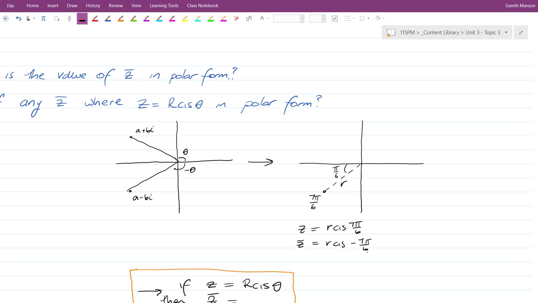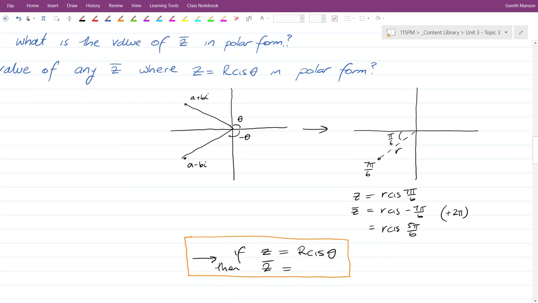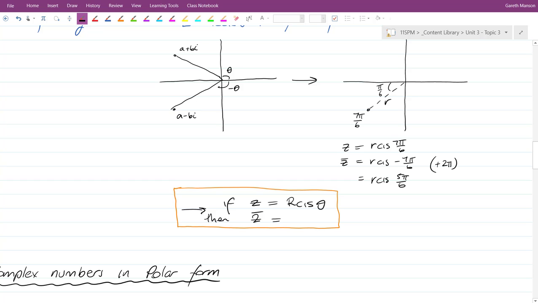If we add 360 to that, which is 2 pi, that will spin it right the way around and give us something more suitable within a domain, and that's 5 pi on 6. So all we do is add 2 pi to the argument to get it to something more sensible if we got into a heavy negative one. That's the only problem you've got to deal with. But ultimately, if z equals r cis theta, then z bar, the conjugate of z, is r cis negative theta, and we just make sure we deal with the argument being too heavily negative.